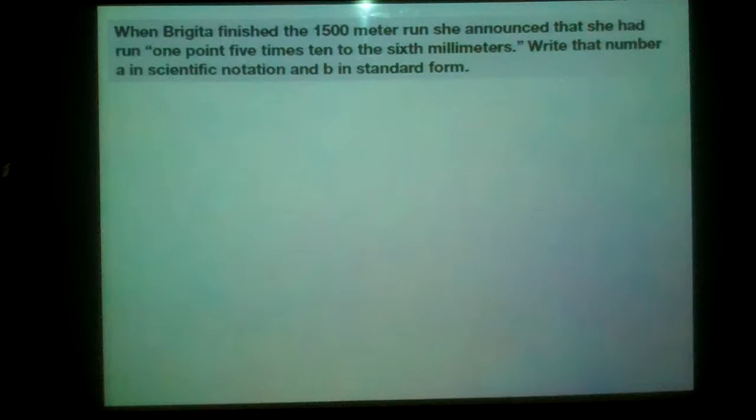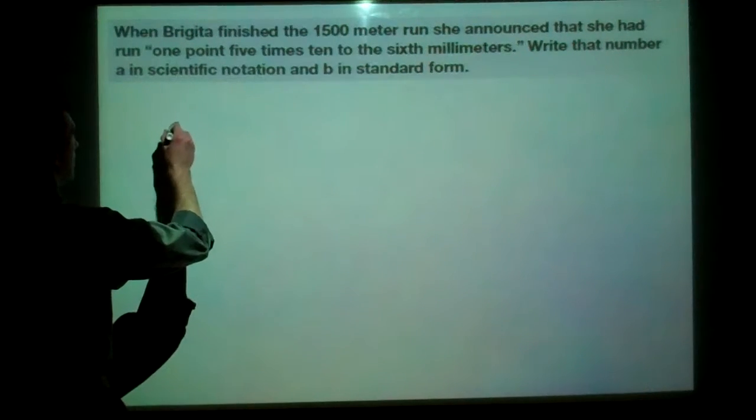Alright, let's take a look at this one here. It says, when Brigetta finished the 1,500 meter run, she announced that she had run 1.5 times 10 to the 6 millimeters. Write that number A in scientific notation and B in standard form. So 1.5 times 10 to the 6th millimeters.